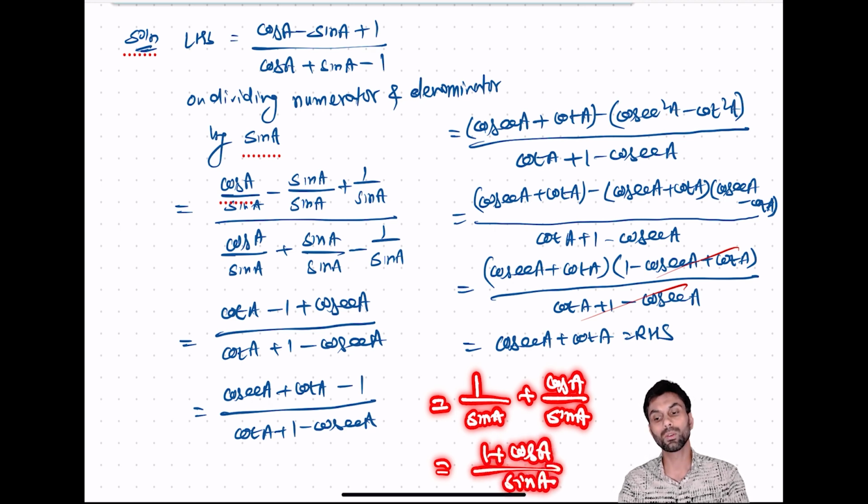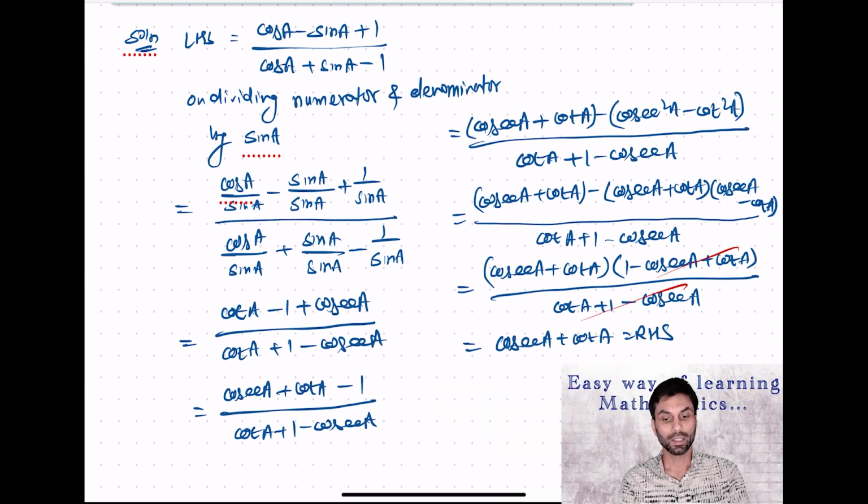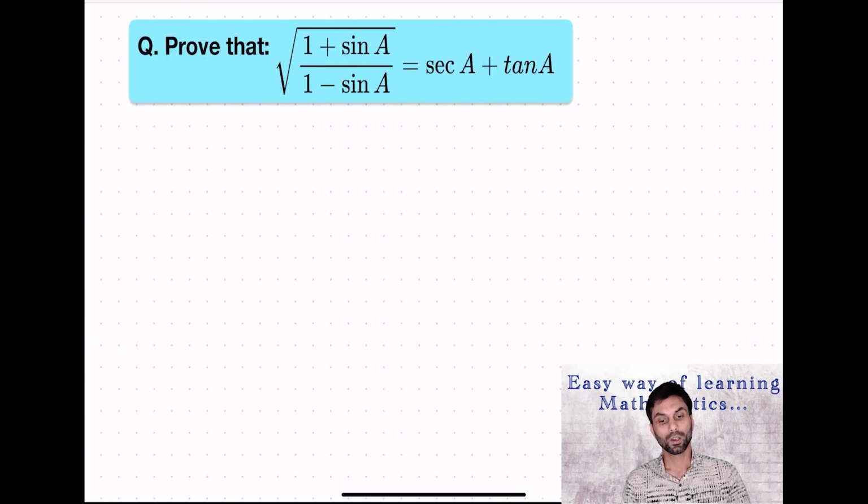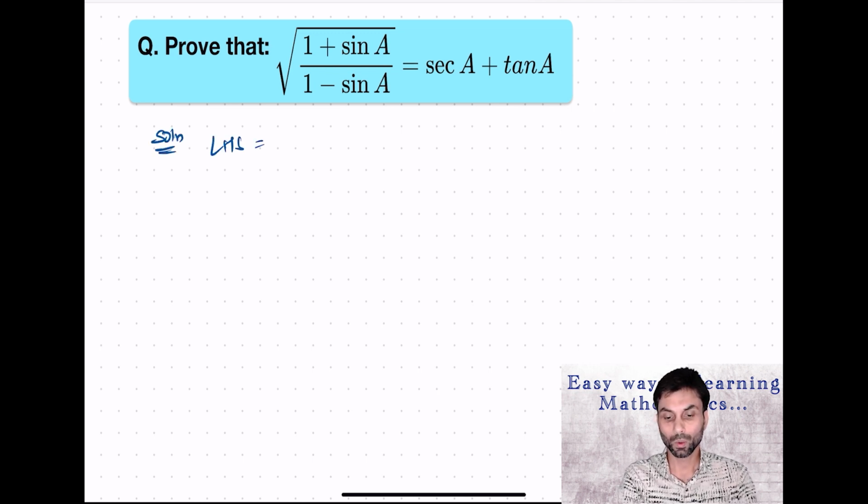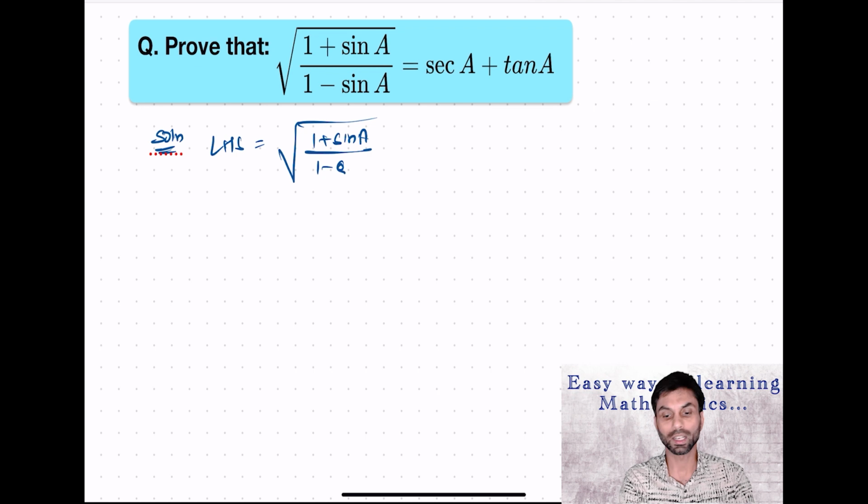So this is also one way in which you can prove it. In the next question, you have to prove that the square root of (1 plus sin A) upon (1 minus sin A) equals cosec A plus tan A. So we'll start with LHS, where we have (1 plus sin A) upon (1 minus sin A).